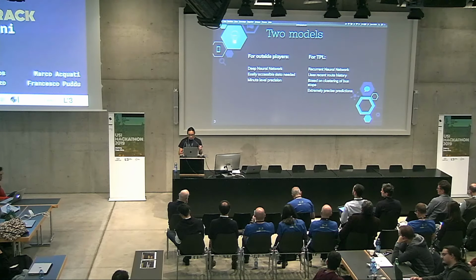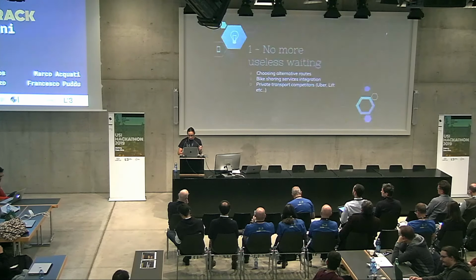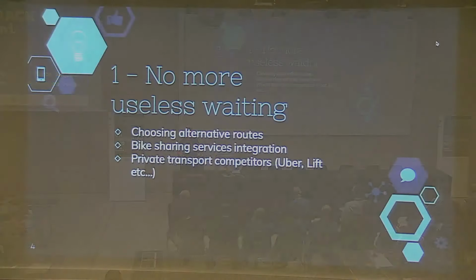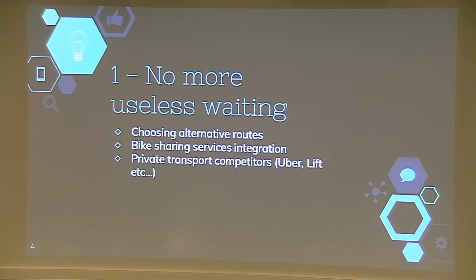So the first model, okay, one possible use for the first model would be to reduce waiting times across Lugano, because it lets people choose alternative routes when they know that maybe the next day there will be particularly heavy traffic or particularly heavy delay for the route, or bike sharing services can use that to advertise more aggressively when there is a high delay. And the same goes for Uber and Lyft.